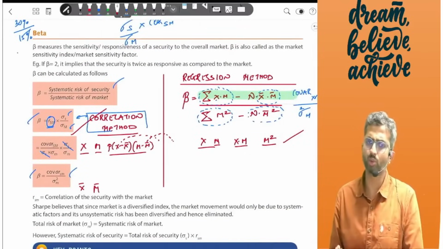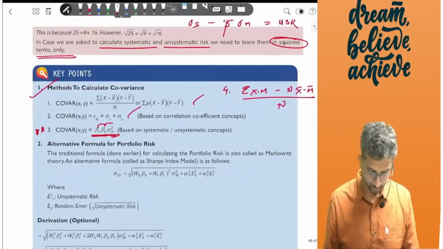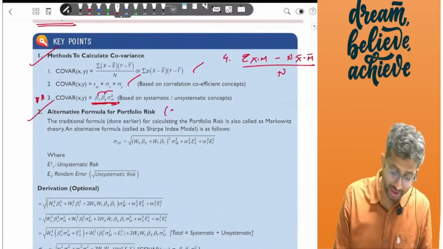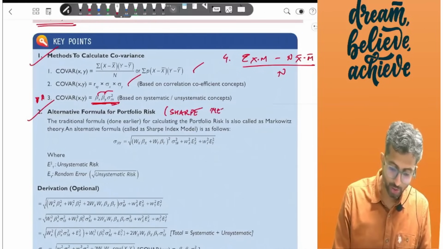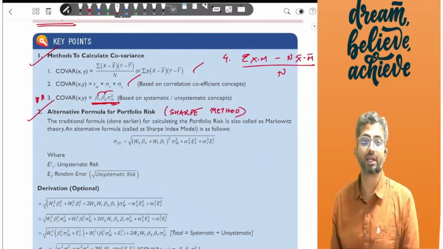So in the numerator, what you have is covariance, though the institute has not particularly used it anywhere. Okay, second is an alternative method for portfolio risk. Now this is called the Sharpe's method. So earlier we calculated portfolio risk using the Markowitz method. So unfortunately, you will have to remember their names as well.